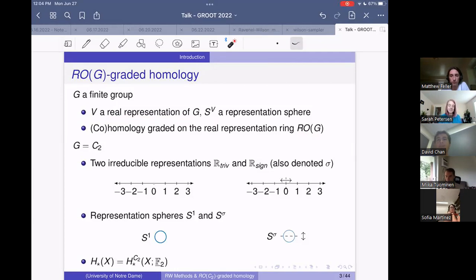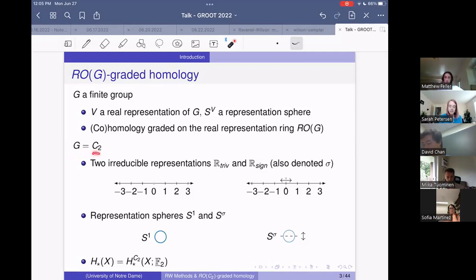But what does this mean in a specific example? Well, let's consider the group G equals C2. Throughout my talk, all of my computations are going to be C2 computations, so this is also the most relevant example for this particular talk. We'll be seeing some more examples later on this week.